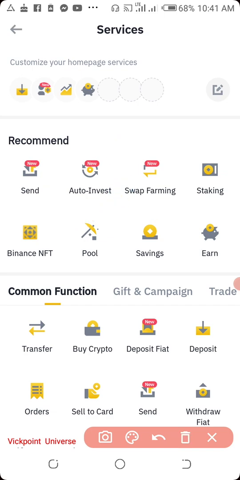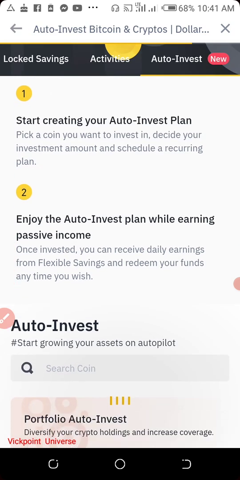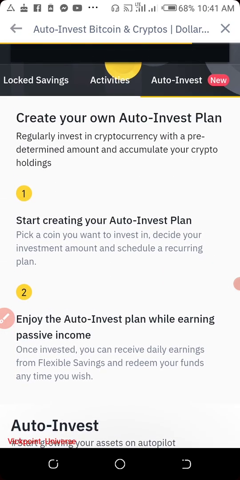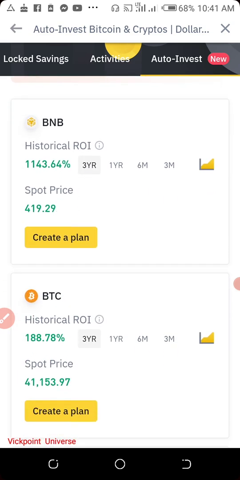Okay, now when you click on Binance Auto Invest, what you are going to see here are the past crypto coins that people have been making money with. For example, let me just show you this. This is Binance Auto Invest. It's still coming up. Alright, now take a look at BNB.